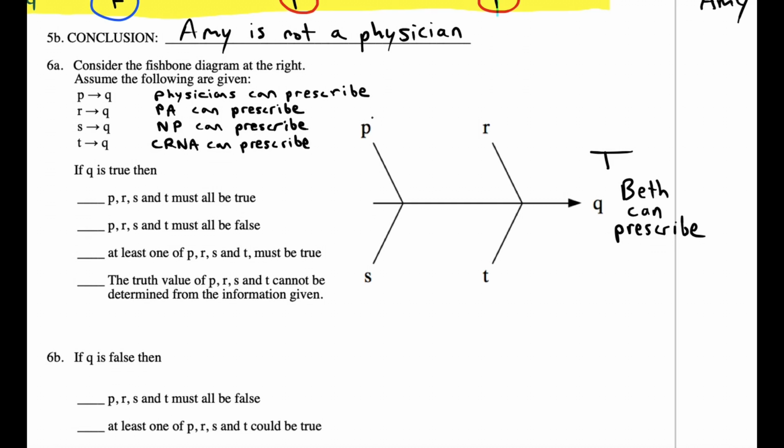Now that might be because Beth is a physician. Or maybe she is a physician's assistant. Maybe she's a nurse practitioner, or maybe she's a CRNA. The list is not necessarily exhaustive, unless it's stated otherwise. We shouldn't assume that it is. There might be other professions out there that could prescribe medicine as well.